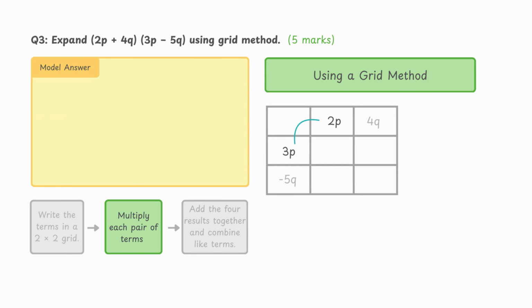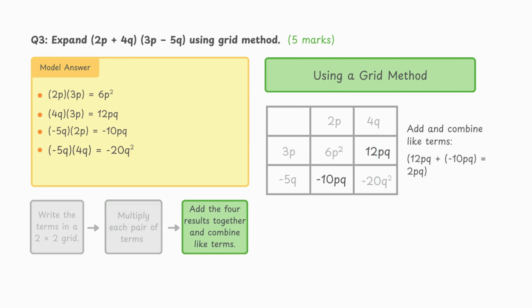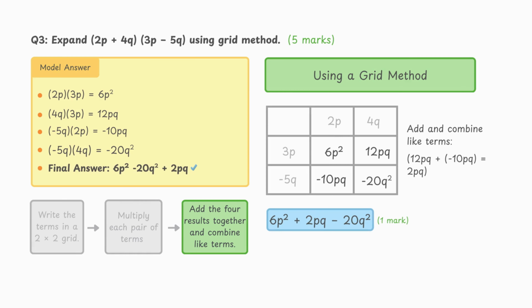2p times 3p equals 6p squared. 4q times 3p equals 12pq. Negative 5q times 2p equals negative 10pq. Negative 5q times 4q equals negative 20q squared. Now add and combine like terms. 12pq plus negative 10pq equals 2pq. So the final answer is 6p squared plus 2pq minus 20q squared.